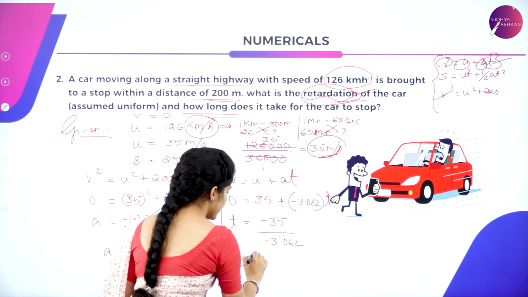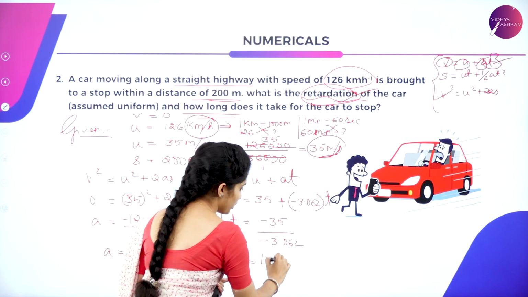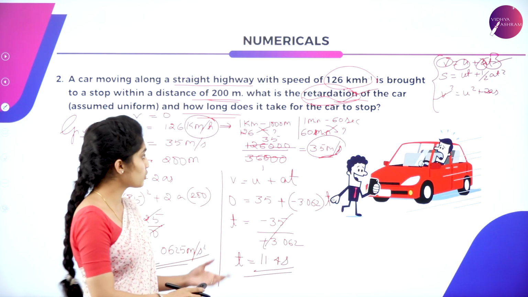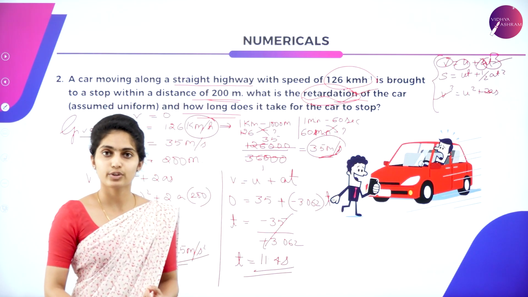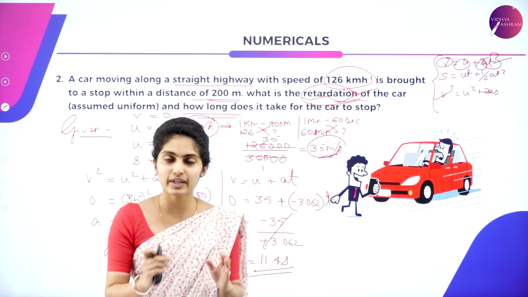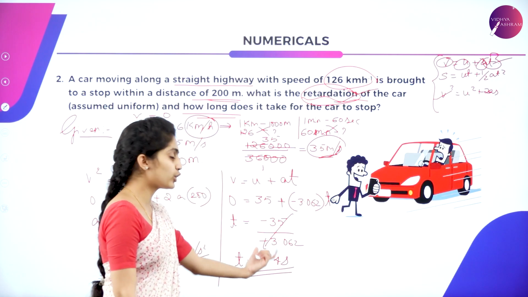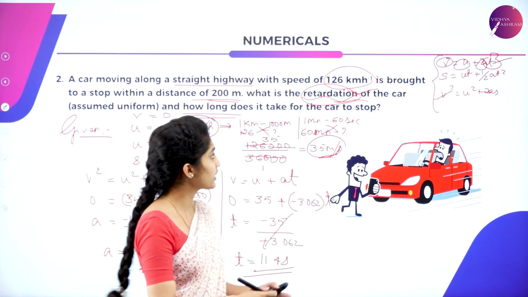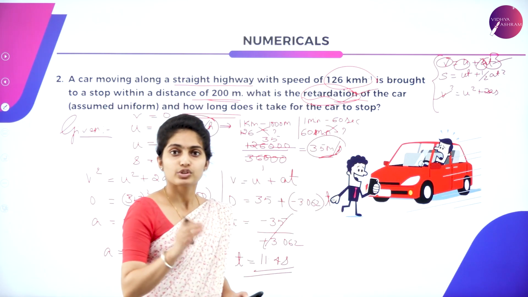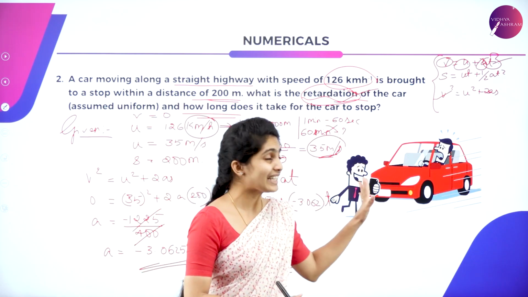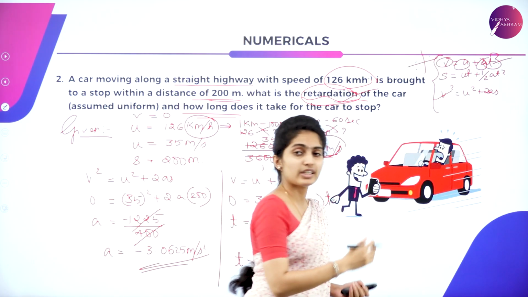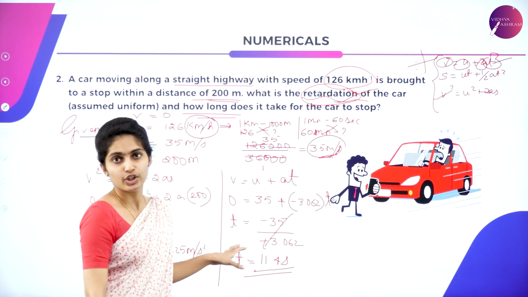You have got t is equal to 11.4 seconds. So on cancellation you get 11.4 seconds. So this is the time taken for the car to stop. That is, once the brake is applied, the car stops at time t is equal to 11.4 seconds. So this is how you calculate by using the equation of motion. So you have to remember three equations of motion, which are very important in case of derivation as well as in case of numericals.